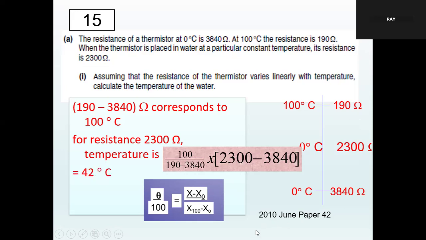Okay, get 42 degrees Celsius. Can or not? Anything not clear? Okay. I suppose you can use the formula, it's easier. Use proportion, no? Rather than this one. This is the mark they give. 1 mark here, 1 mark here.